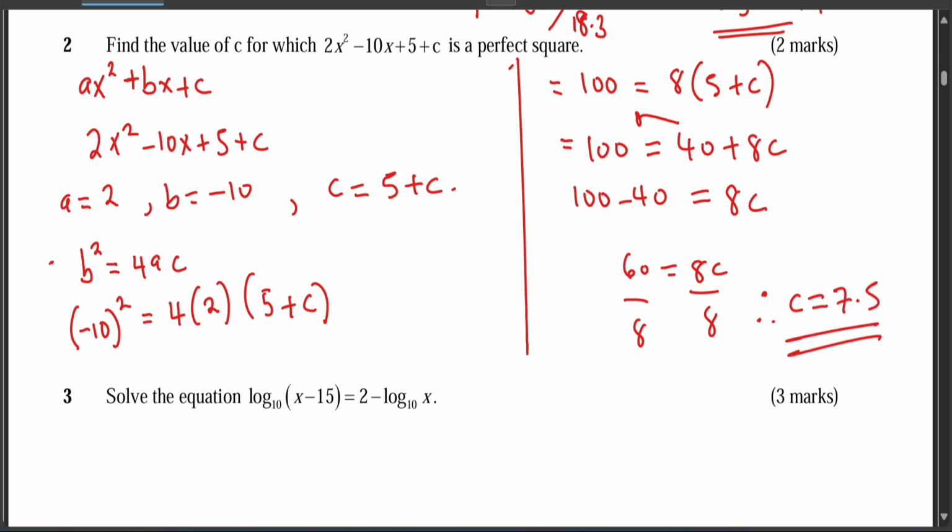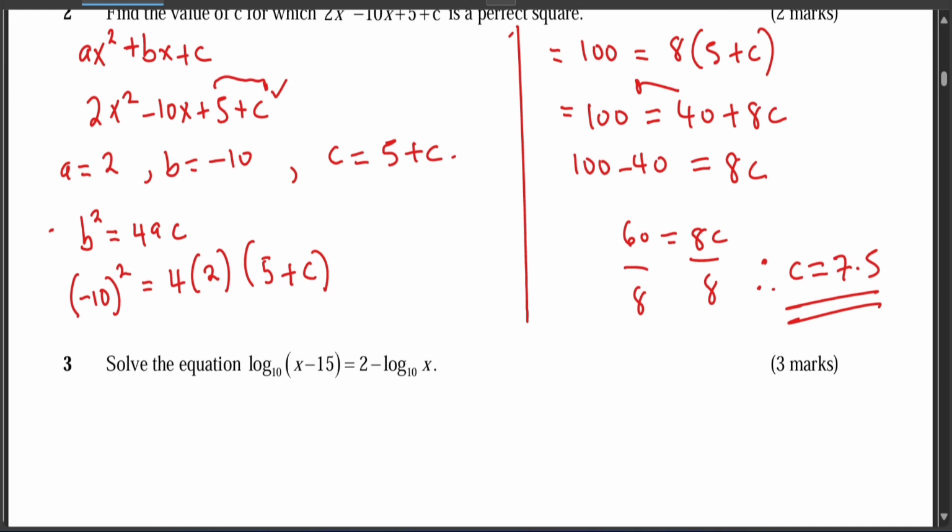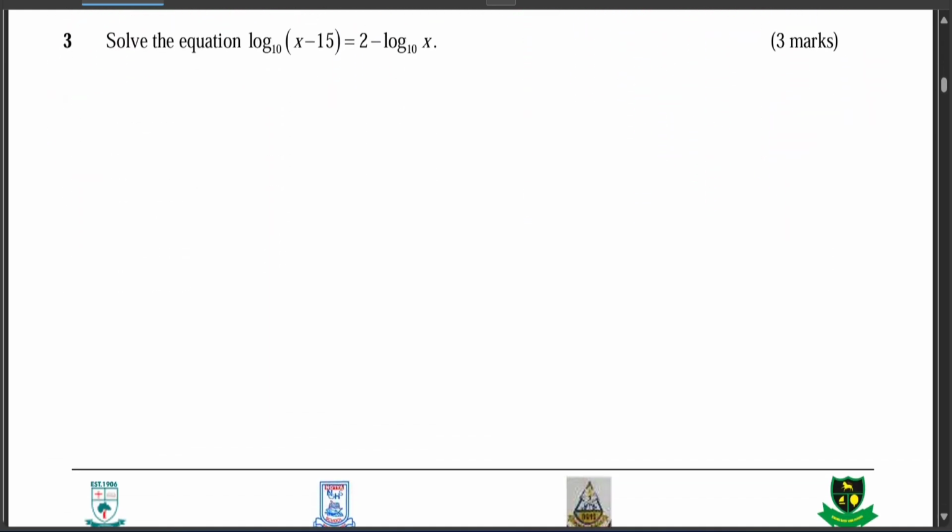You can confirm using a calculator. It is very easy, it will give you 7.5. Many students get confused between this c and the c in your expression. People imagine the whole thing to be our c for the quadratic expression. But the c itself is 7.5. The c in the quadratic expression will be 5 plus 7.5, which is 12.5. But in this case we were asked to find c in that expression.